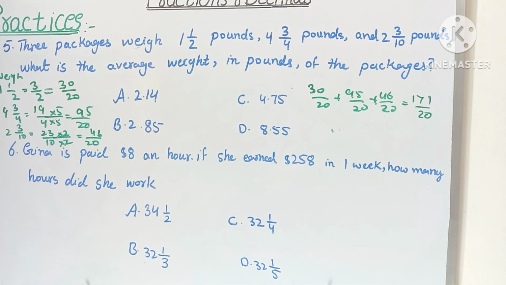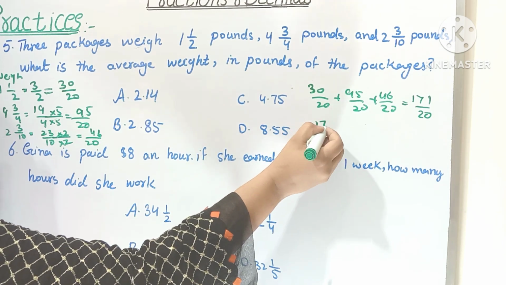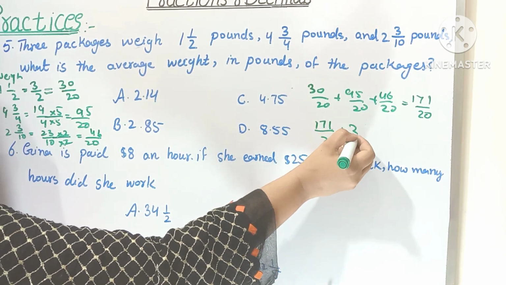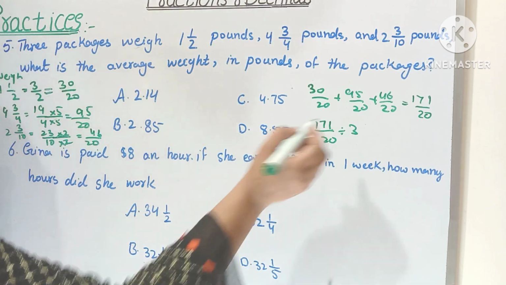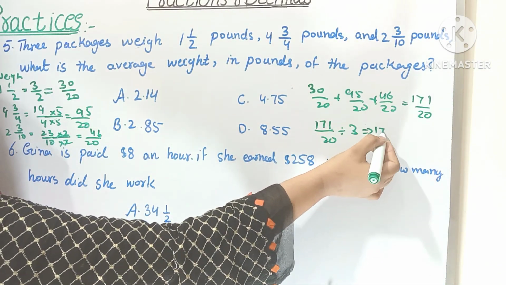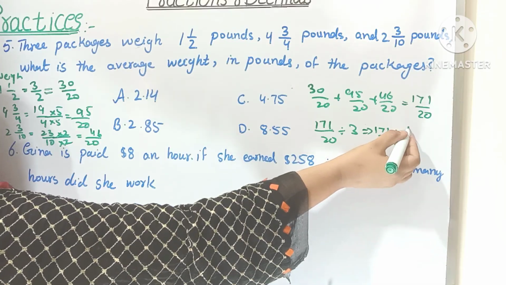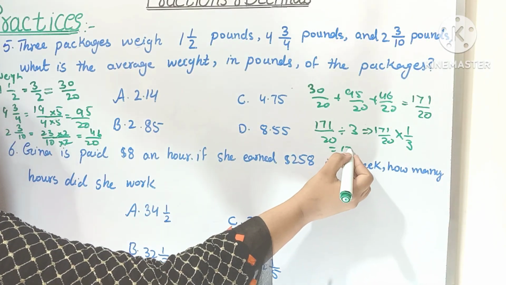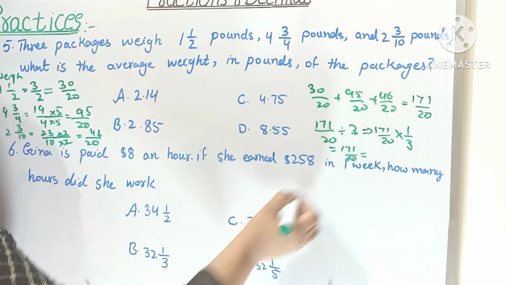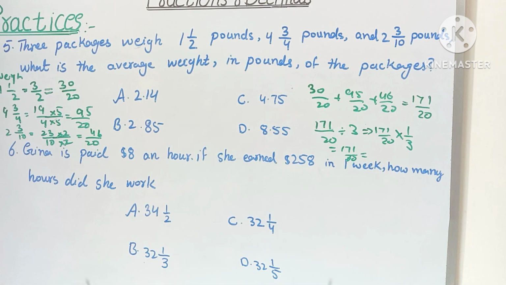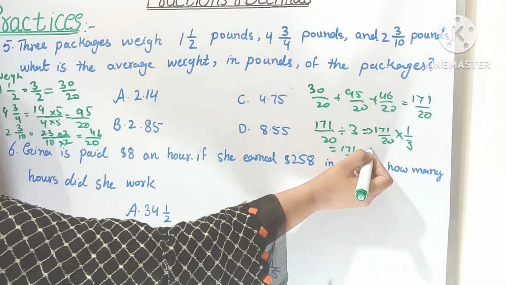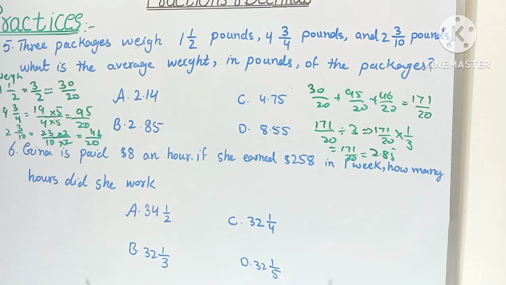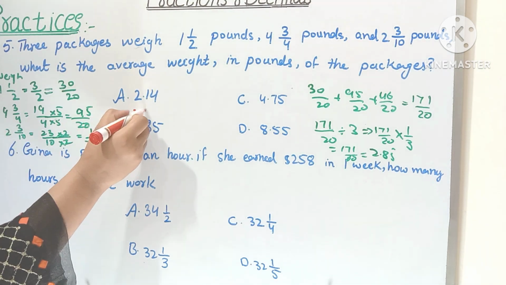Now, what is the average weight in pounds of the packages? There are a total of 3 packages, so divide by 3, the number of packages. 171 over 20 divided by 3. If we divide, then 171 over 20 multiplied by 1 over 3 becomes 171 over 60. When I divide them, my answer in decimals is 2.85. My option is B. I got my answer. It corresponds to option B, 2.85.